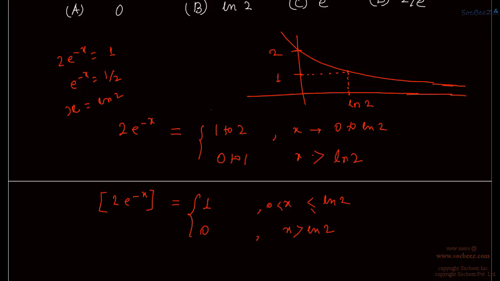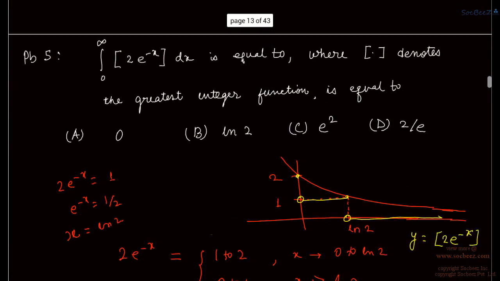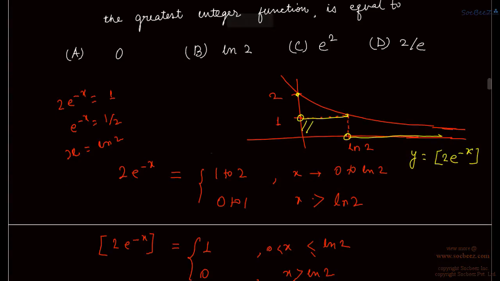So we have the curve, the yellow curve represents y is equal to the greatest integer of 2 e to the power minus x. Okay, now we have to integrate this from 0 to infinity. That means we have to find this area. And this area is obviously 1 into ln 2. That means ln 2 is the correct answer. Option B is correct. Okay, now moving to the next problem.